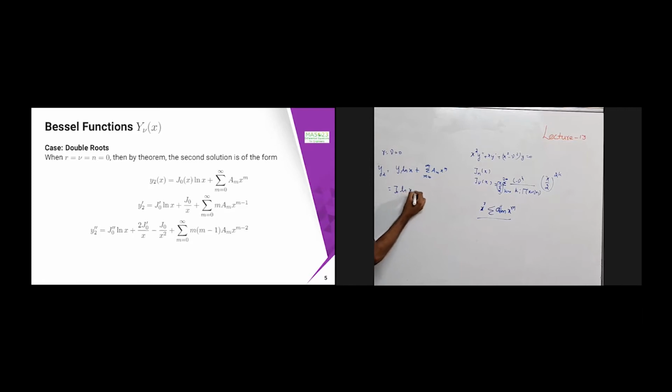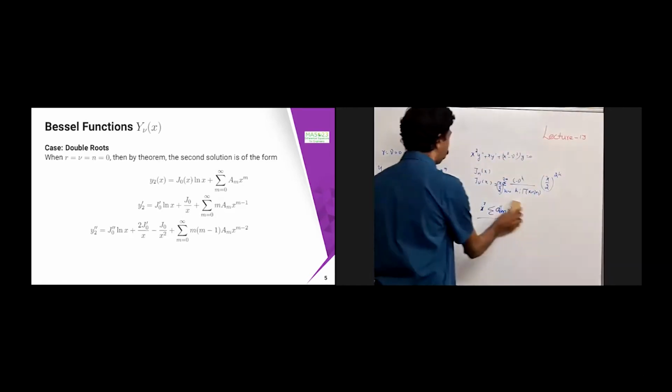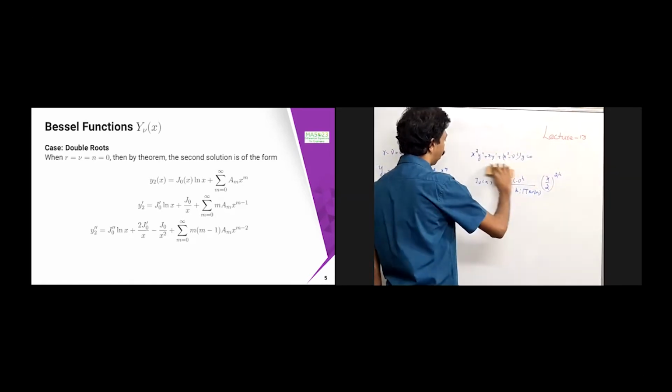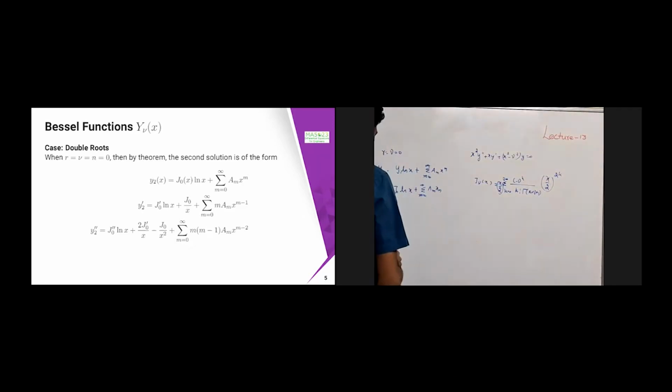Okay, y2 = J0(x) ln x + summation m = 0 to infinity am x^m is going to come. Now we are going to use this, substitute it here and find the answers for that. We are going to use this y2, substitute it in the equation, and then let us find that.